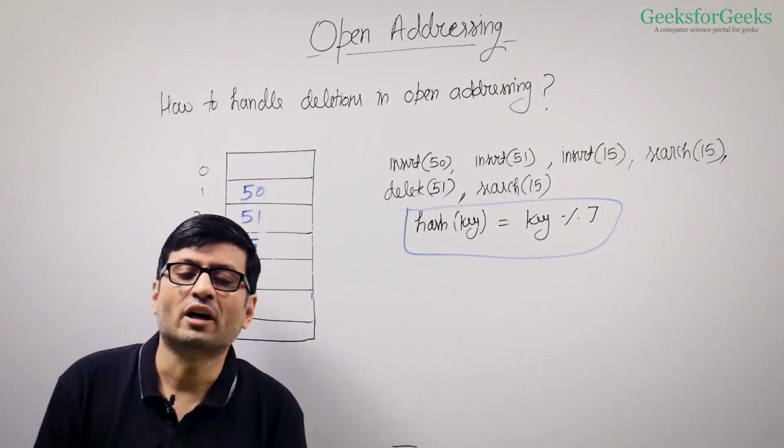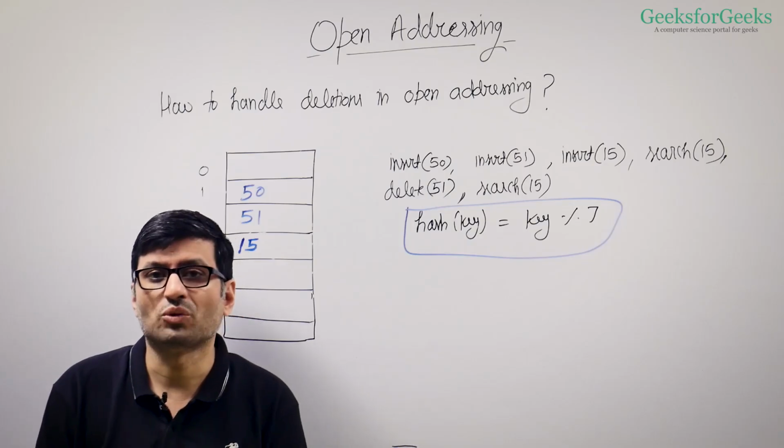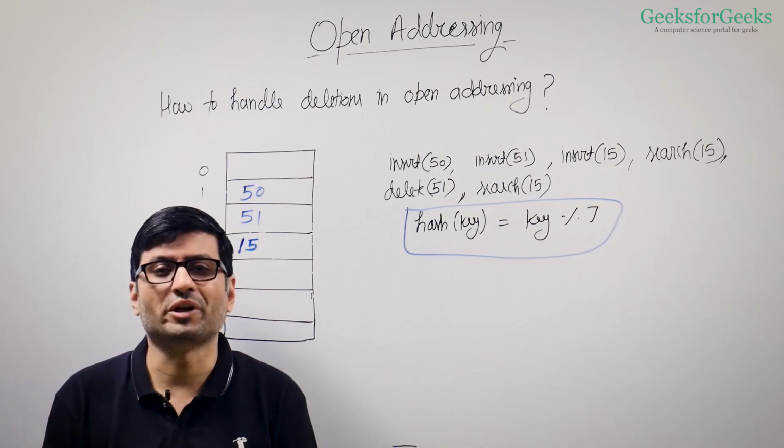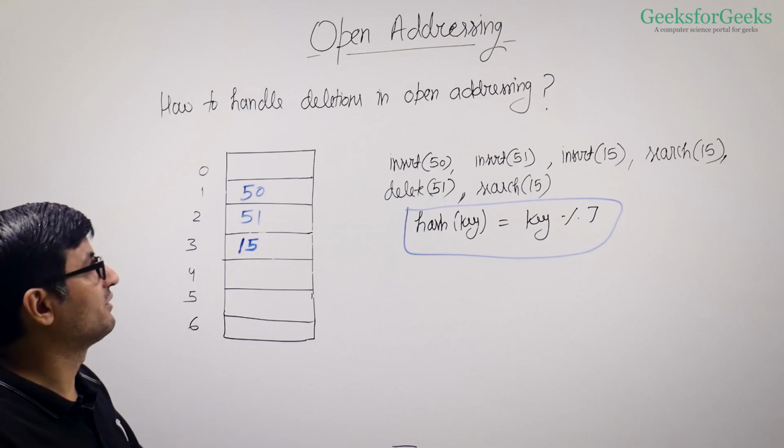Now we understand how search and insert work. Let us understand the problem with delete. How do we implement delete? Say I have these operations.